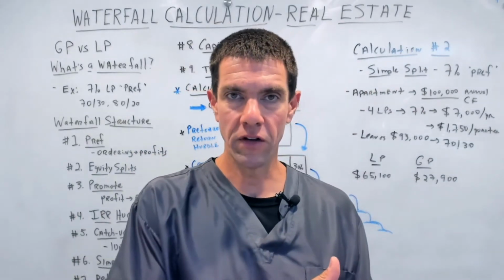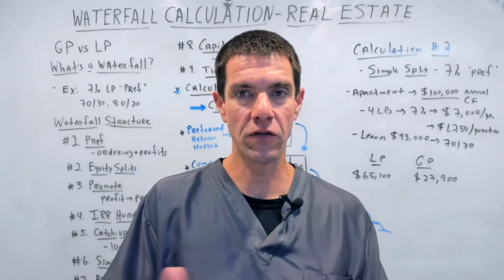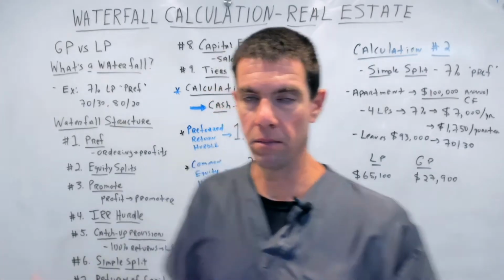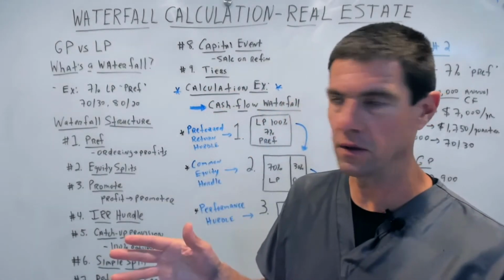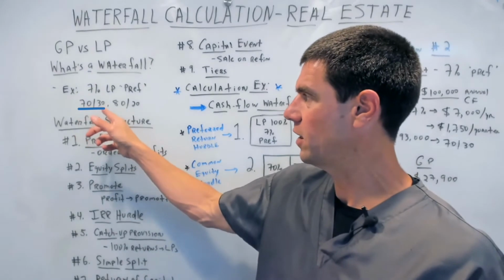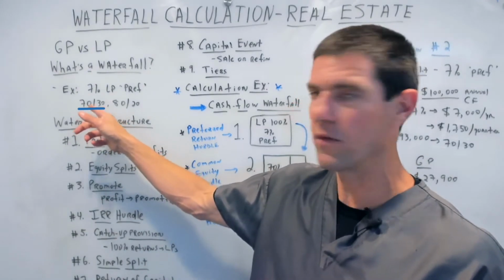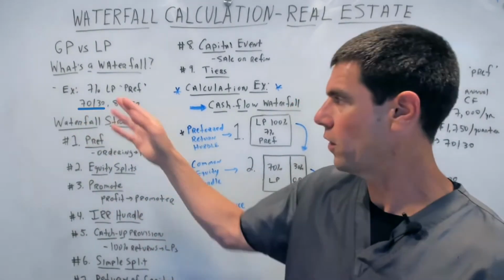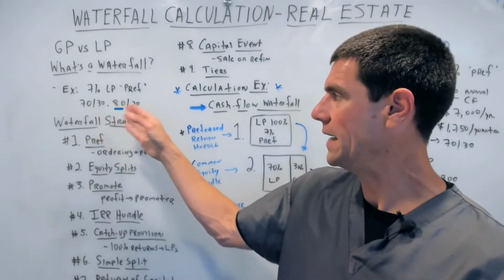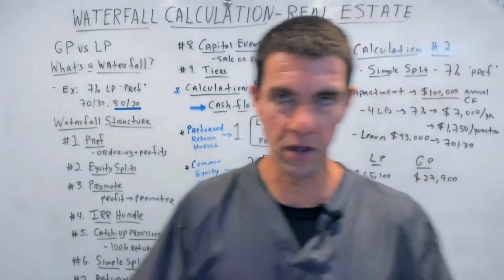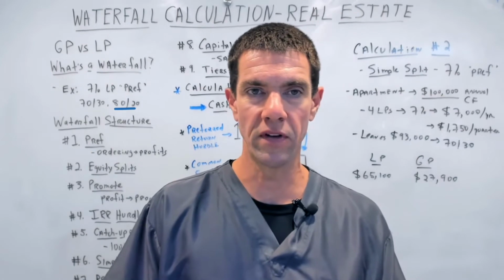Now, after this pref takes place, the cash flow splits. They could be done in different ways between the limited partners and the general partners. They could be a 70-30 split, where 70% of the profits go to the limited partners and 30% goes to the general partners, 80-20, 90-10. There are all types of different ways, but those are just a couple of examples.